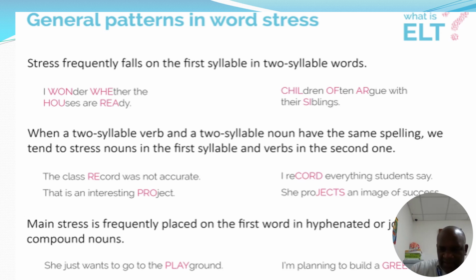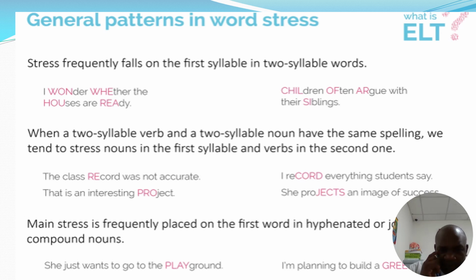In this sentence, children often argue with a sibling. Children often argue with a sibling. Children often argue. As soon as we speak, we can feel that we put more intonation into a syllable, and that represents the part of the word that has the most powerful stress.